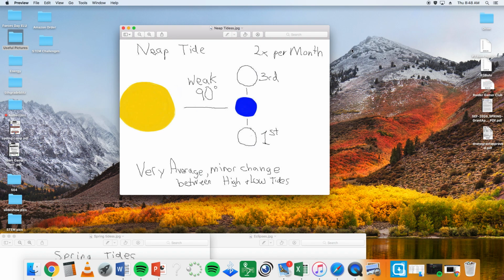Now let's talk about the opposite, the ones that happen on the first and third quarter, and we call these Neap Tides. And I think of it as Neap is weak.